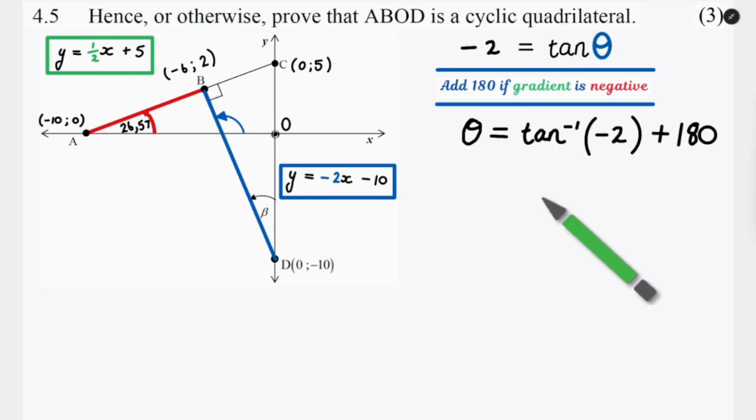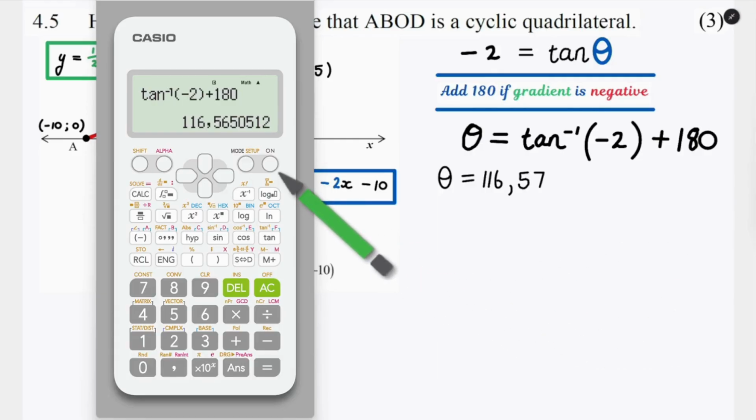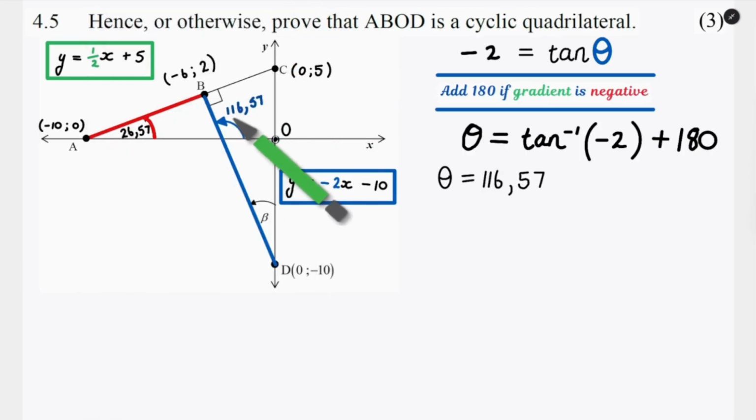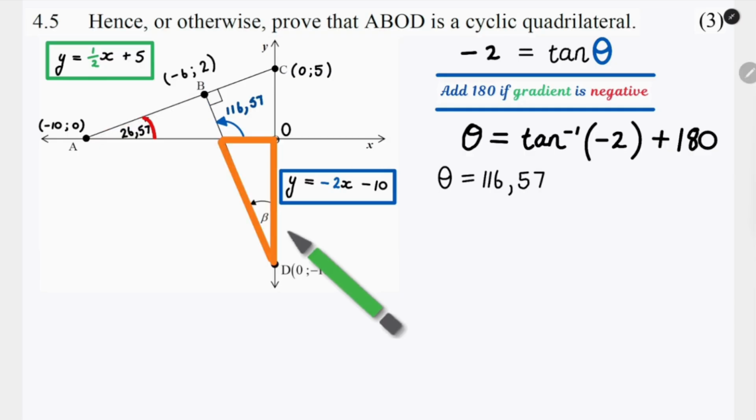Okay, let's pump that into the calculator. So Dr. Calculator returns us 116,57 degrees. So now we know that this angle is 116,57 degrees. Now, we're going to use that to get beta with the following triangle. So with this orange triangle, this corner of the orange triangle is 90 degrees. Every little corner on the Cartesian plane is 90 degrees.